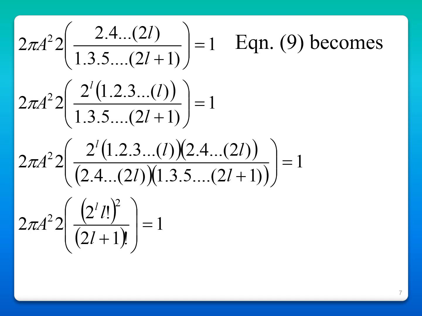So the numerator is like 2^L and L factorial. But in order to make the denominator as (2L plus 1) factorial, you are multiplying and dividing by 2, 4, etc. up to 2L. So now the denominator is 1, 2, 3, etc. up to 2L plus 1, so it is like (2L plus 1) factorial. So finally it is 2π A squared (2^L L factorial) whole squared divided by (2L plus 1) factorial, that is equal to 1.